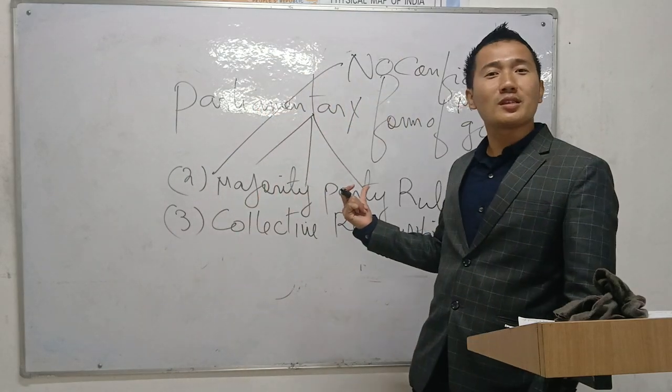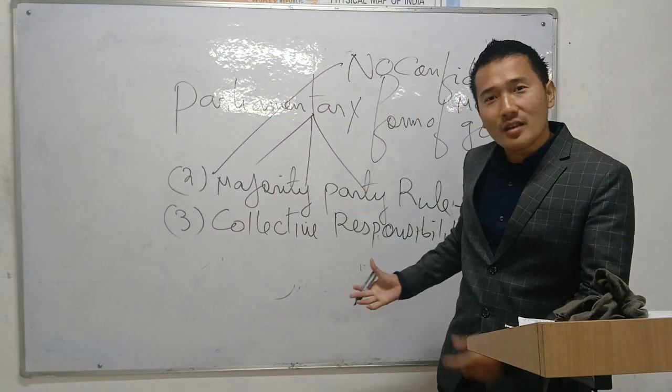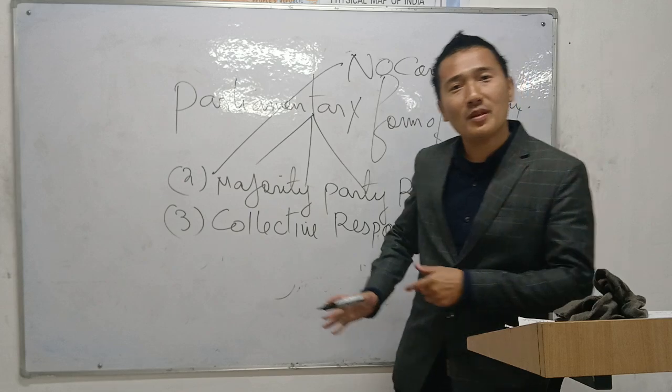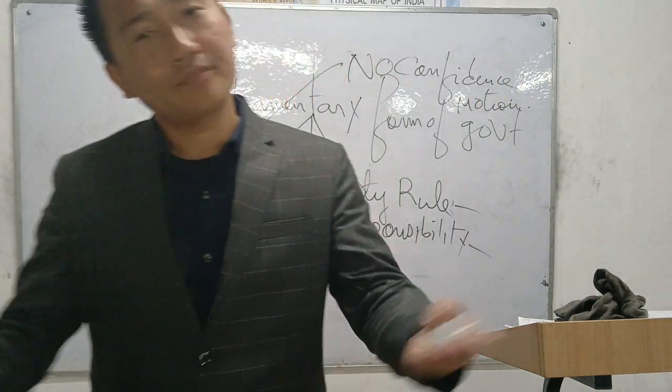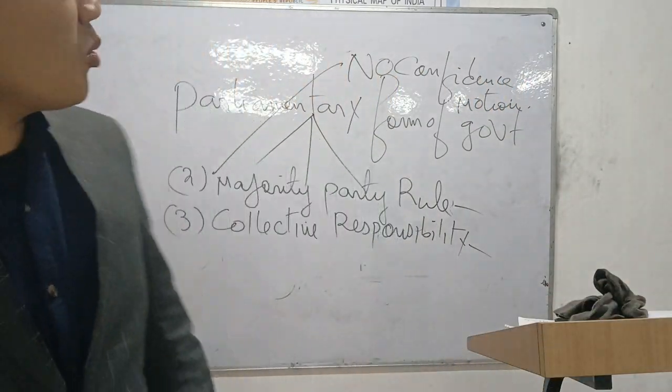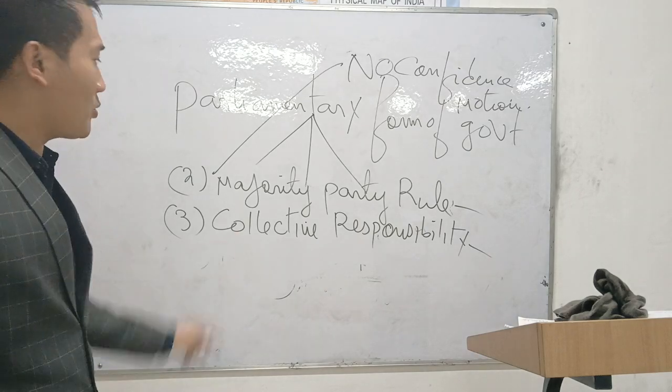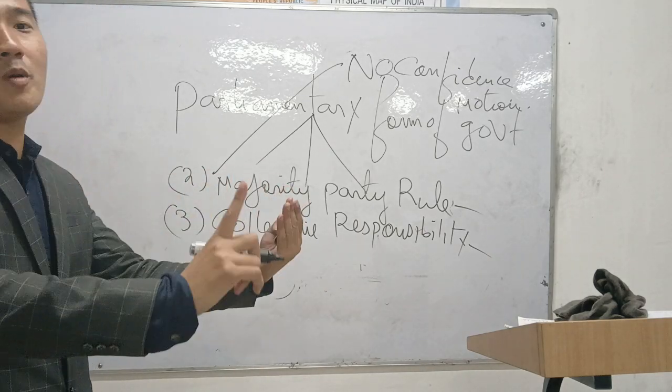That is why we have democracy. Collective responsibility. If it is not there, if the minister, prime minister is not responsible to the people, that means we don't have democracy. So why are we having a democracy in India? Because of this reason. Responsibility, collective responsibility.